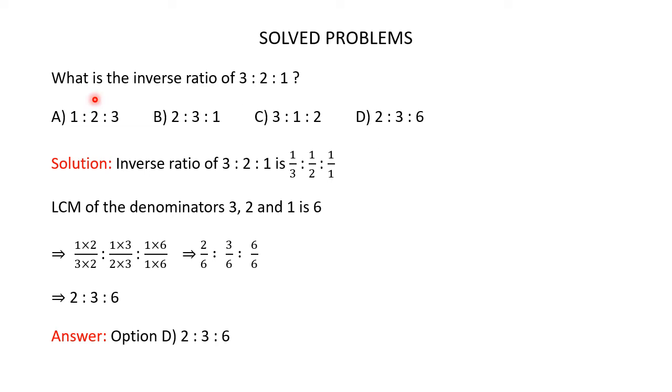What is the inverse ratio of 3 is to 2 is to 1? You are given 4 options and you have to find out which of these options is the correct one. Now the inverse ratio of 3 is to 2 is to 1 is 1 by 3 is to 1 by 2 is to 1 by 1. Now the LCM of the denominators 3, 2 and 1 is 6.